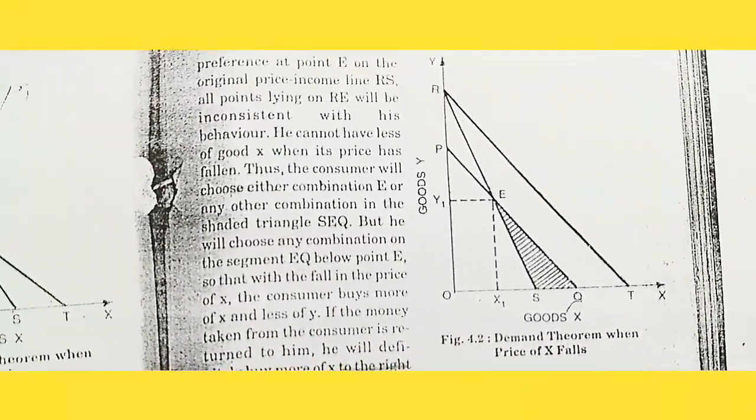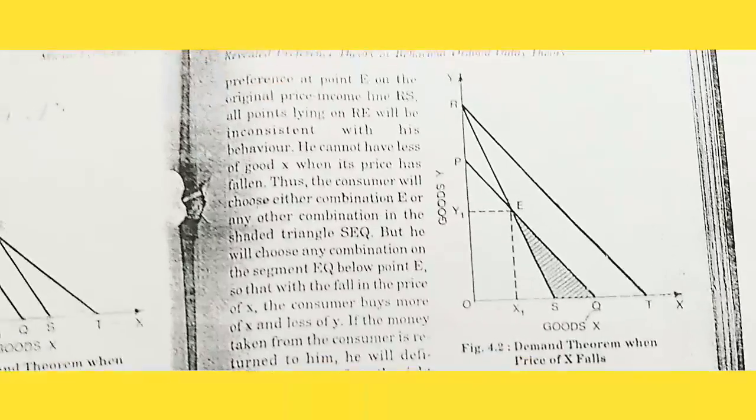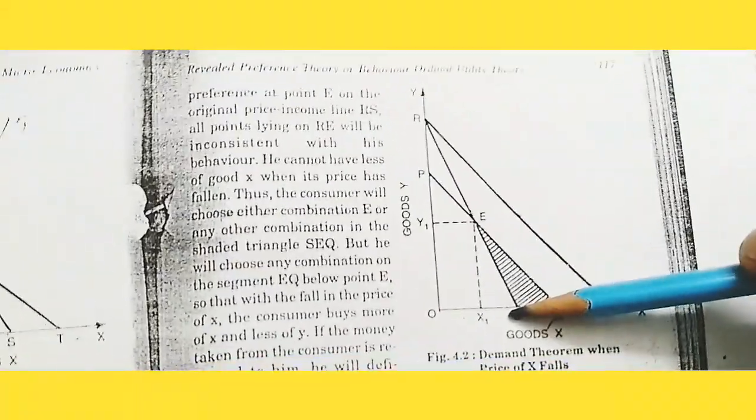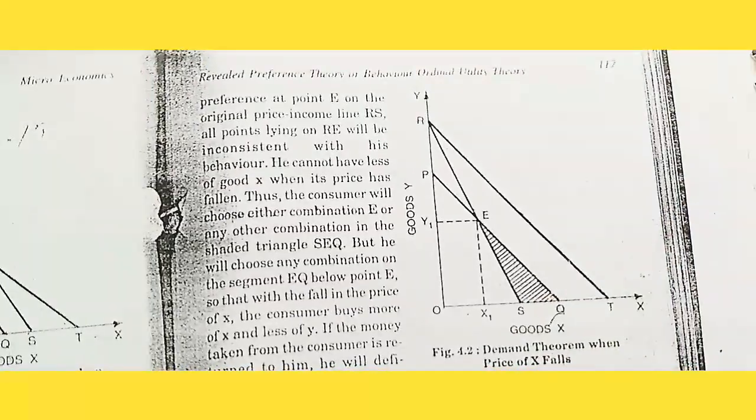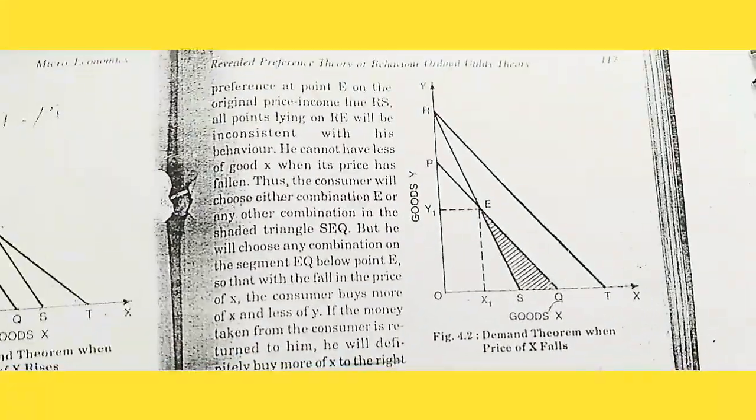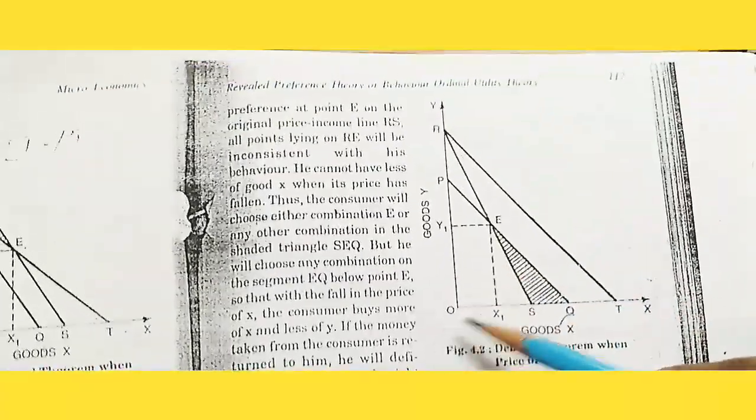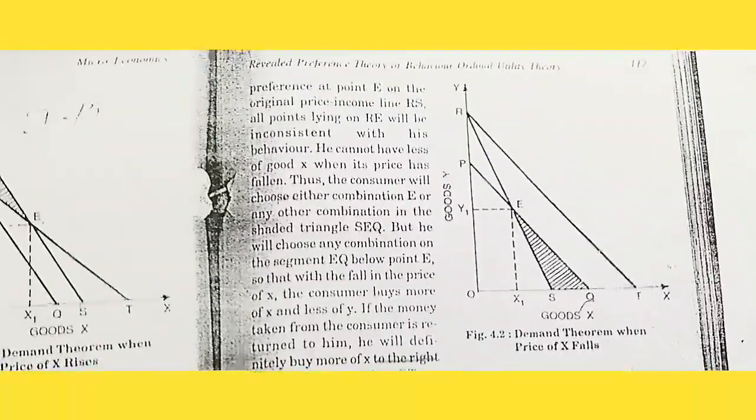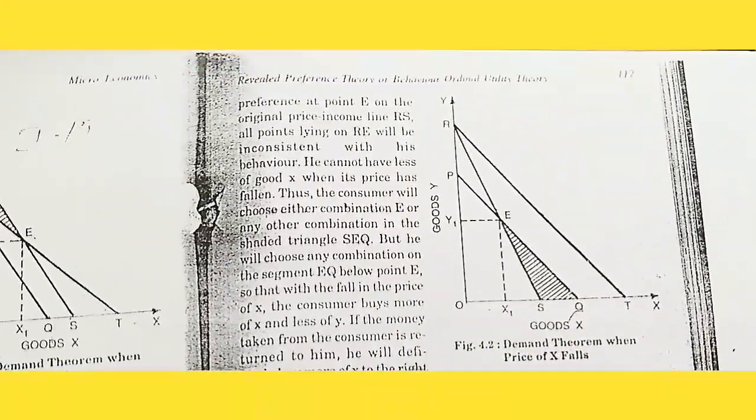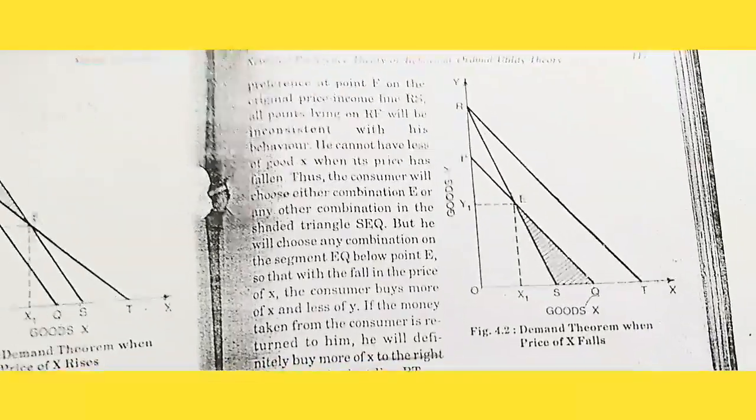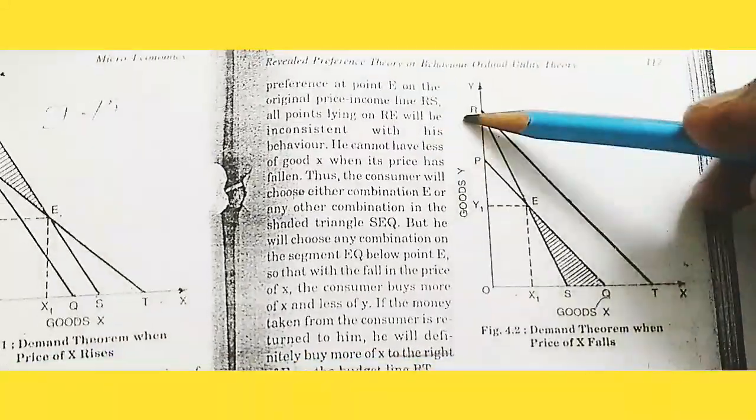Let us suppose RS is the original price line, on which the consumer reveals his preference at point E, OX1 plus OY1. Now, suppose that the price of good X falls while the price of Y remains the same. The price line shifts from RS to RT.